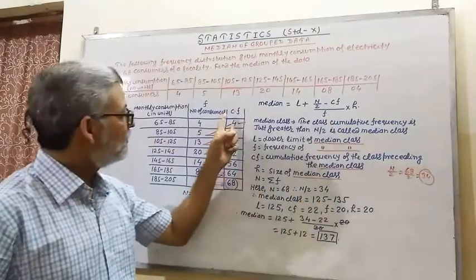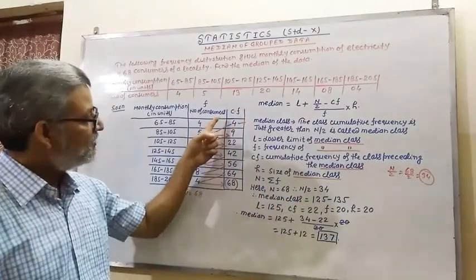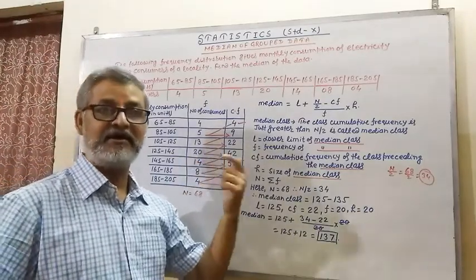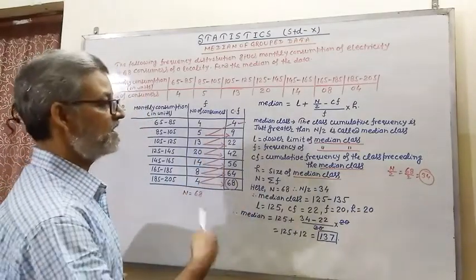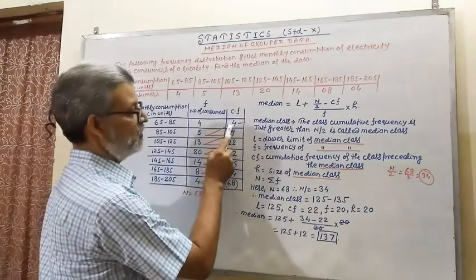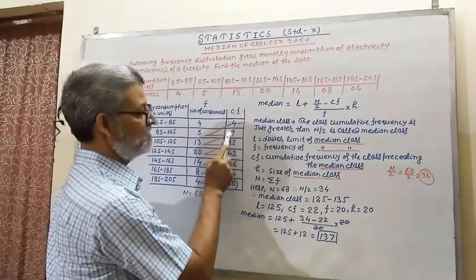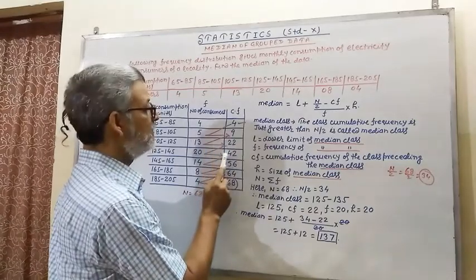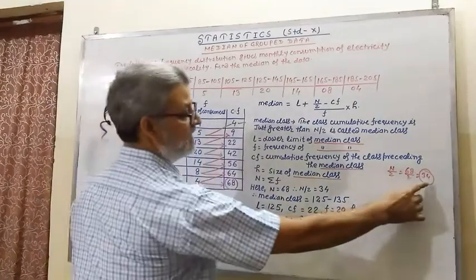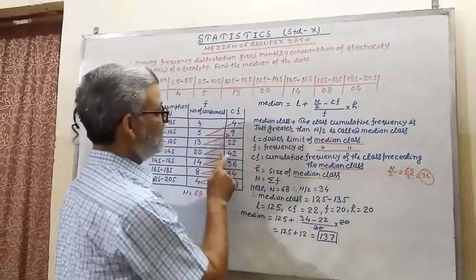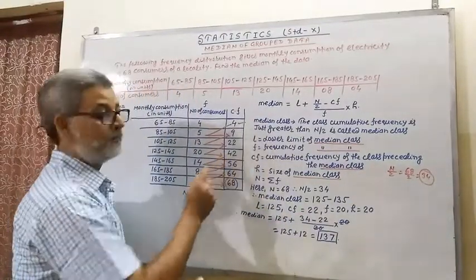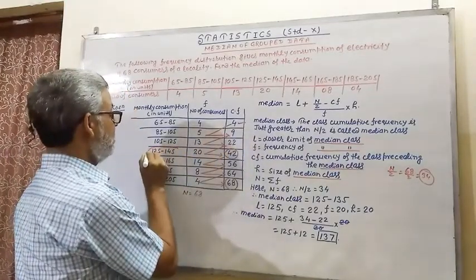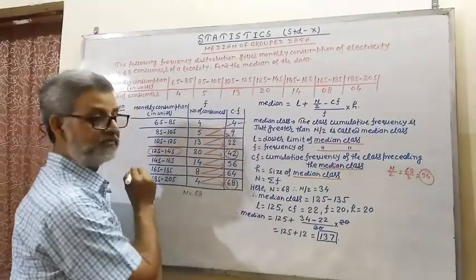Now you see in the cumulative frequency table, which cumulative frequency is just greater than 34. 4 is not greater than 34. 9 is not greater than 34. 22 is not greater than 34. 42 is. So the cumulative frequency just greater than 34 is 42. Their corresponding class interval is known as the median class.